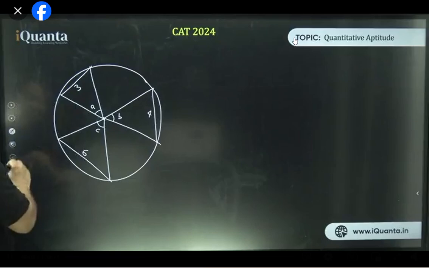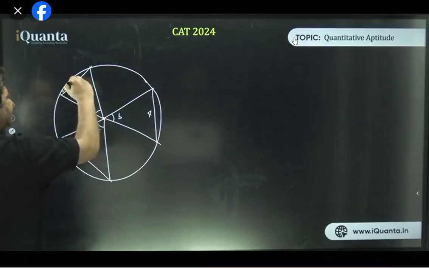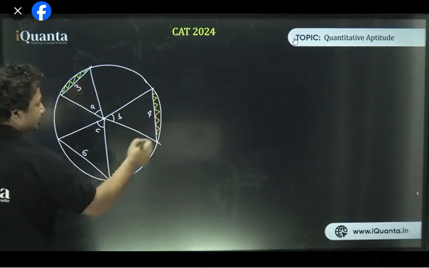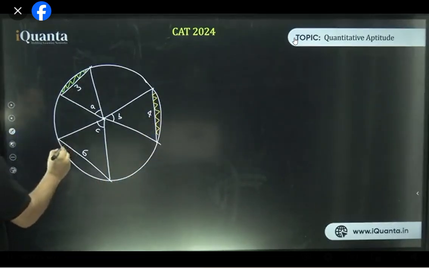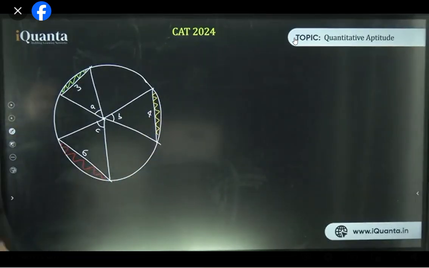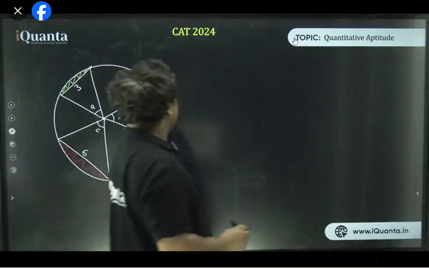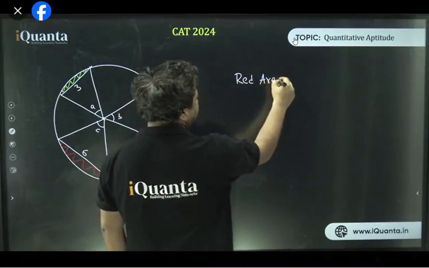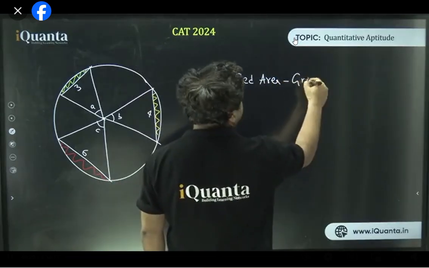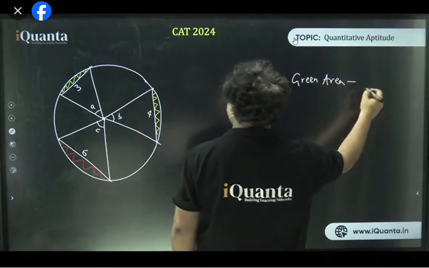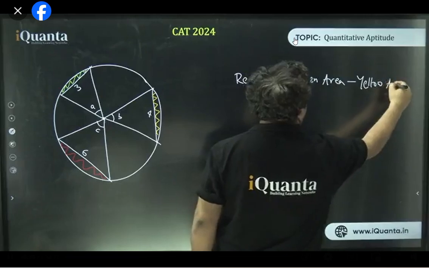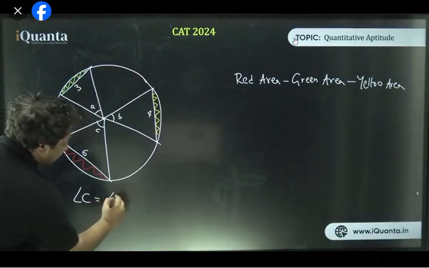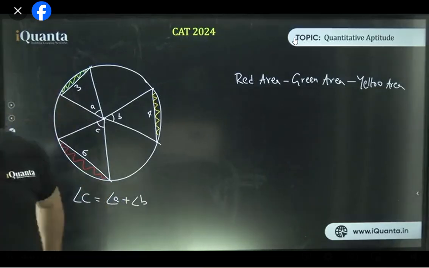उसके बाद I'll do something. This is the green area. This one is the yellow area. And this one is the red area. Okay? What do you have to do for me? That you have to tell me this red area minus green area minus yellow area. It's also known that angle C is the sum of angle A and angle B. That is the complete question.